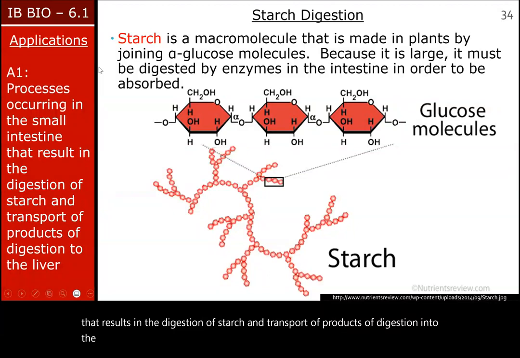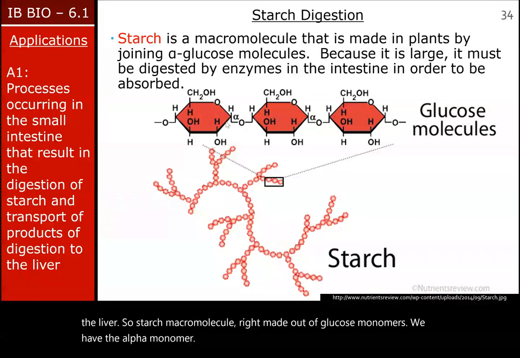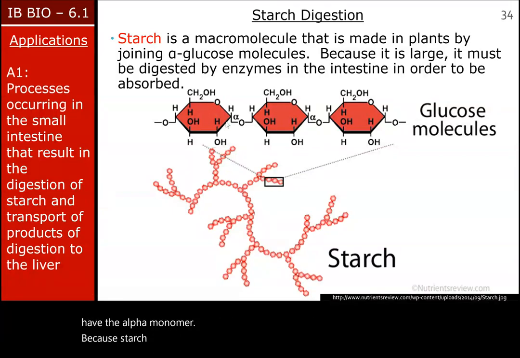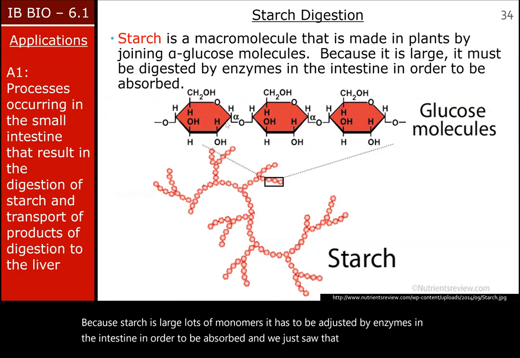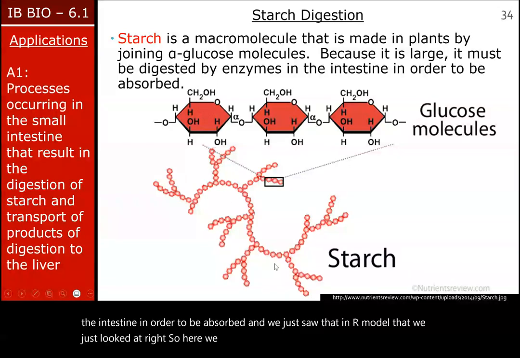So, starch, macromolecule, right? Made out of glucose monomers. We have the alpha monomer. Because starch is large, lots of monomers, it has to be digested by enzymes in the intestine in order to be absorbed. And we just saw that in our model that we just looked at, right? So here we have a big starch molecule made of lots of little glucose monomers.